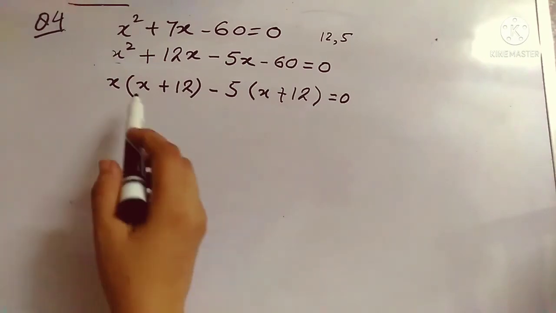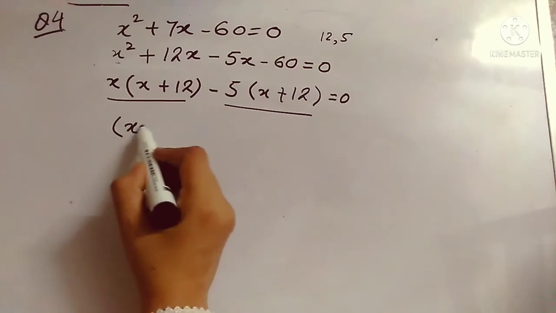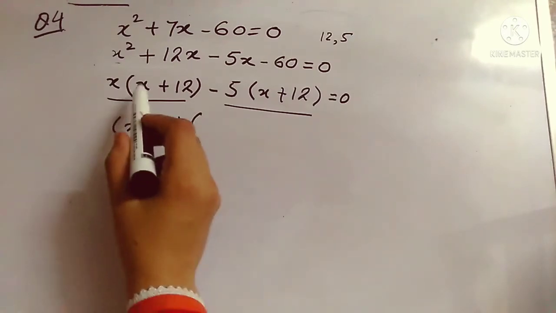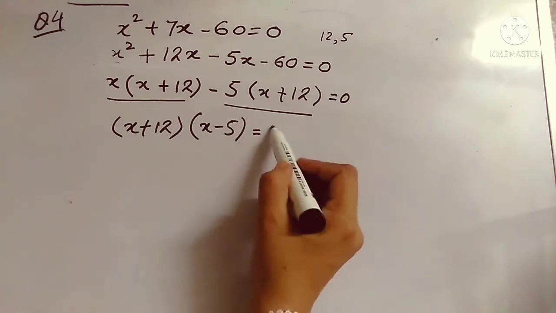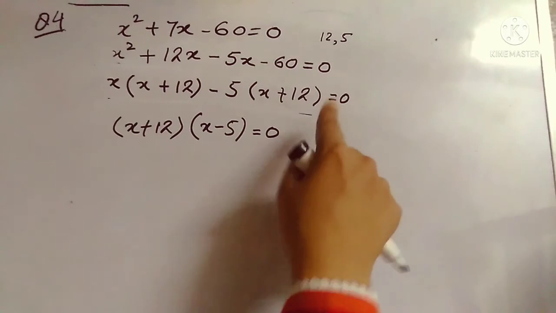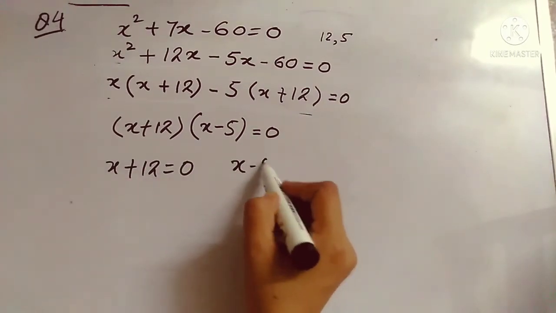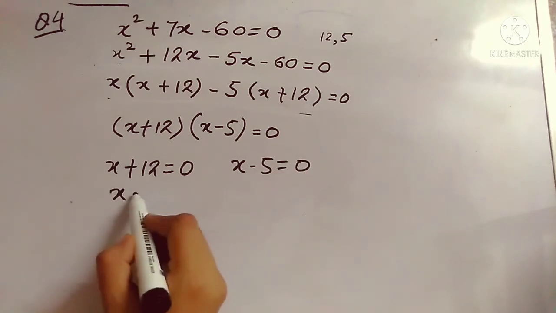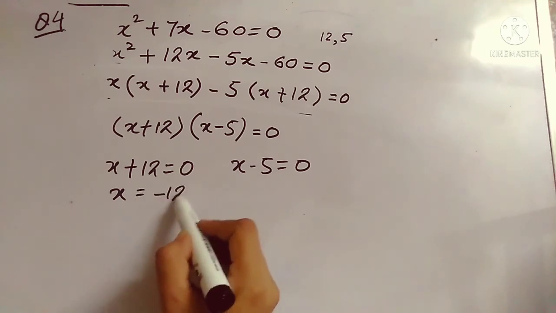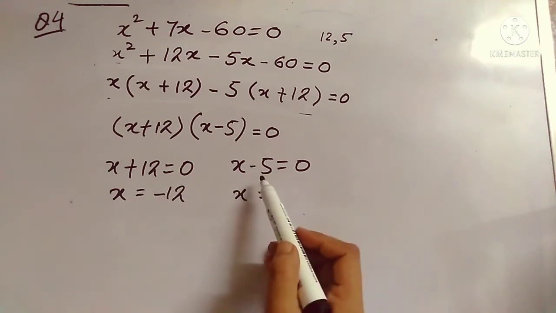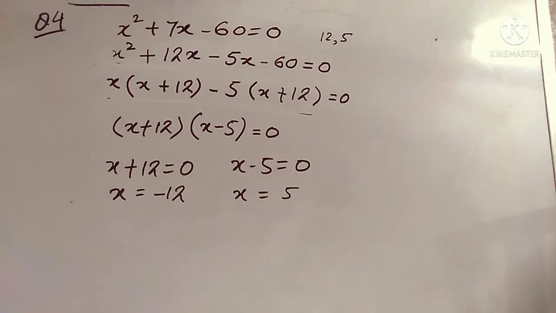Now you can take common x plus 12, which is here in this term and also here in this term. So you can take x plus 12 common. What's left from this term? x is left. And what's left from this term? 5 is left, minus 5. So both terms are equal to 0. Now make them equal to 0. So x plus 12, if we move 12 to the right hand side, it will become minus 12. 0 minus 12 is minus 12. And this 5 is subtracting over here, it will go to the right hand side, it will be added to 0 and become 5. 0 plus 5 is 5.